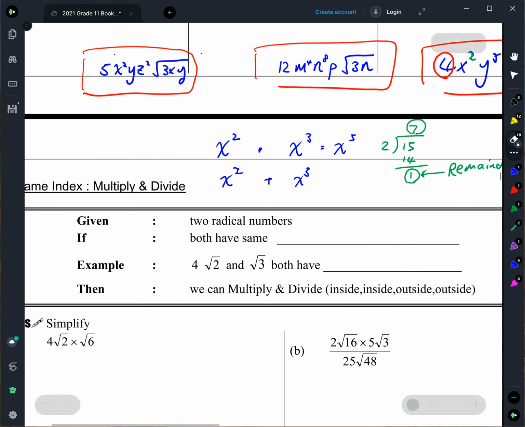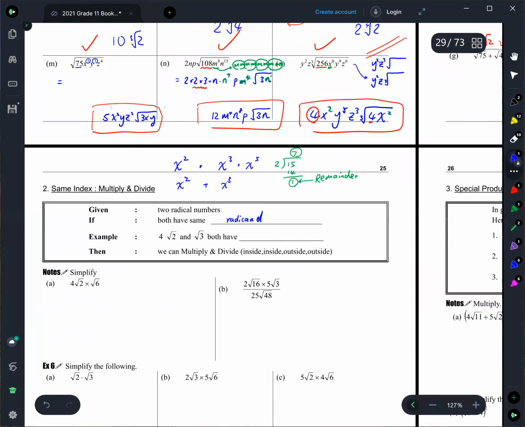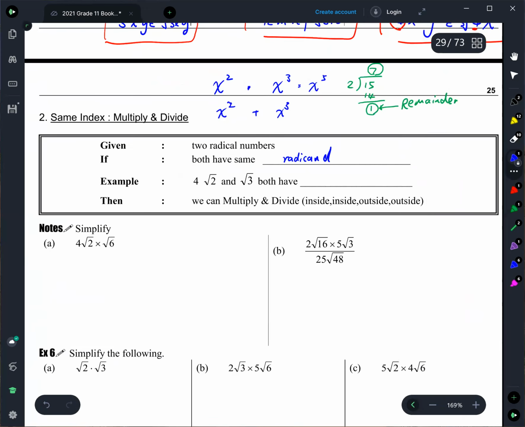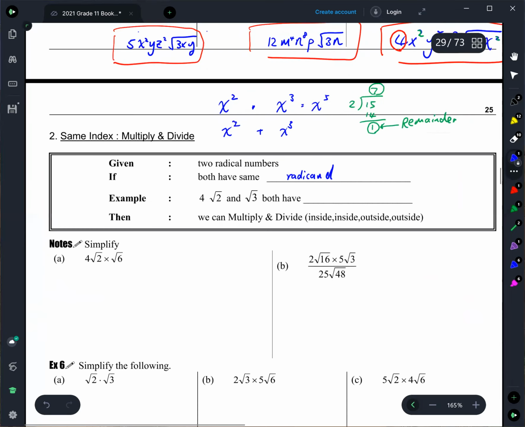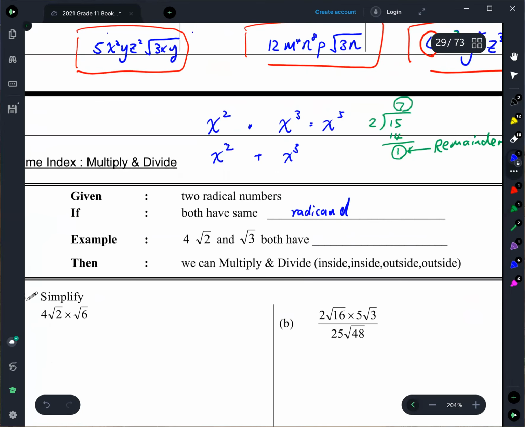So same thing here. All you need is to have the same radicand. The exponent can be different. The exponent here is kind of like the index. Wait, hold on. Both must have the same index. Sorry, my bad. Index.